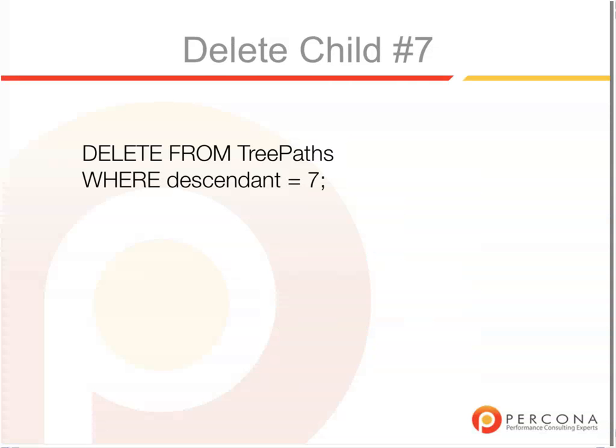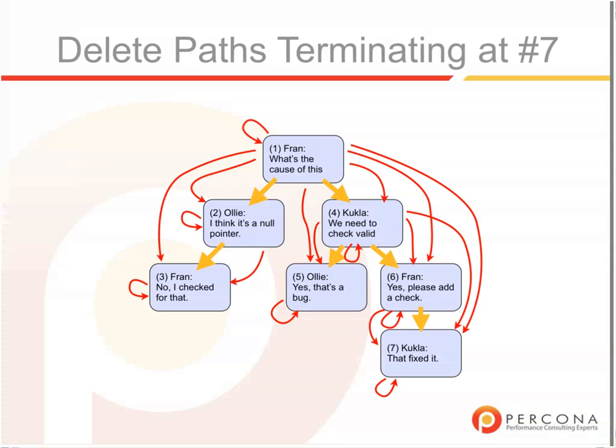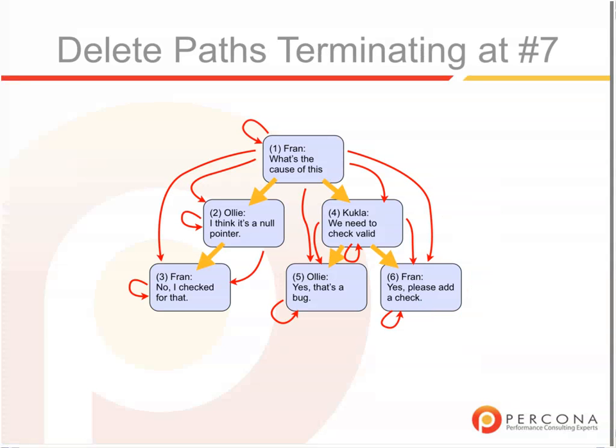Deleting a child. If we want to delete a child, all we do is delete paths that terminate in that child. So 7, the one at the very bottom of the tree, we just take away the paths that point to it and then freely remove the comment itself. That's where it used to be.